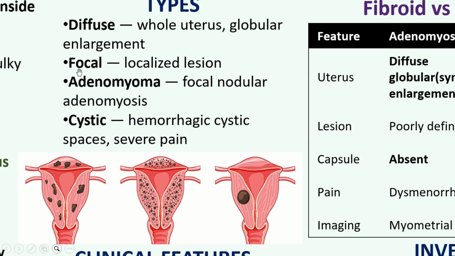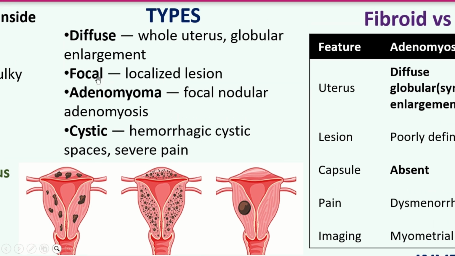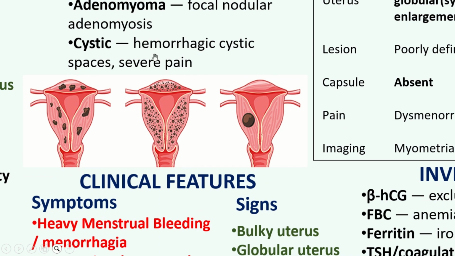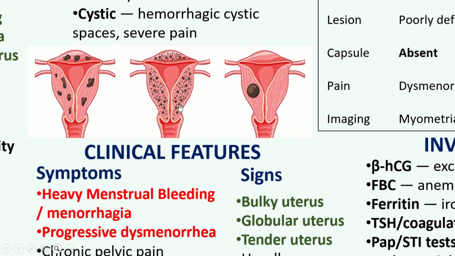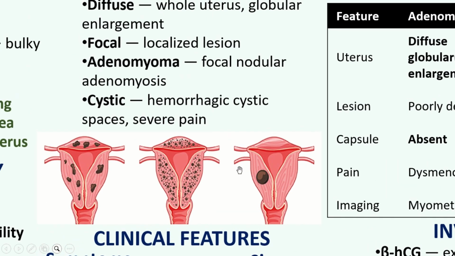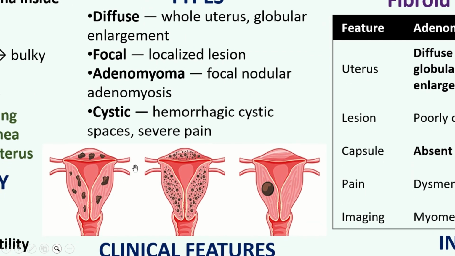Then we have the focal type, where it's localized, and this is the one we're most likely to confuse with the fibroid. We have an adenomyoma, and then we have the cystic type, and sometimes the hemorrhagic cystic spaces, and this is going to have severe pain. This is an image trying to show some of these different parts. As you can see, this is a focal, this is a diffuse, and then we have the cystic around here.